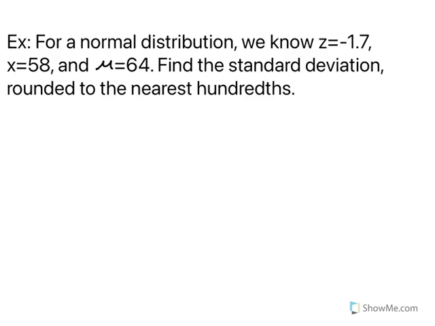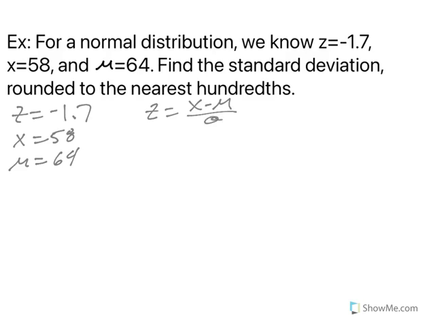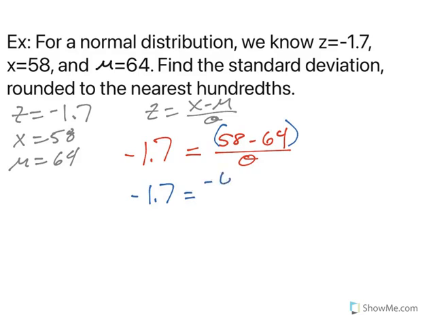Okay, so what do we know? Well, we've got z, we've got x, and we've got mu. And I know the formula is z equals x minus mu all over sigma. So let's plug in our values. Negative 1.7 equals 58 minus 64 over sigma. Okay, I can simplify in the numerator because 58 minus 64 is negative 6. So I have negative 1.7 equals negative 6 over sigma.